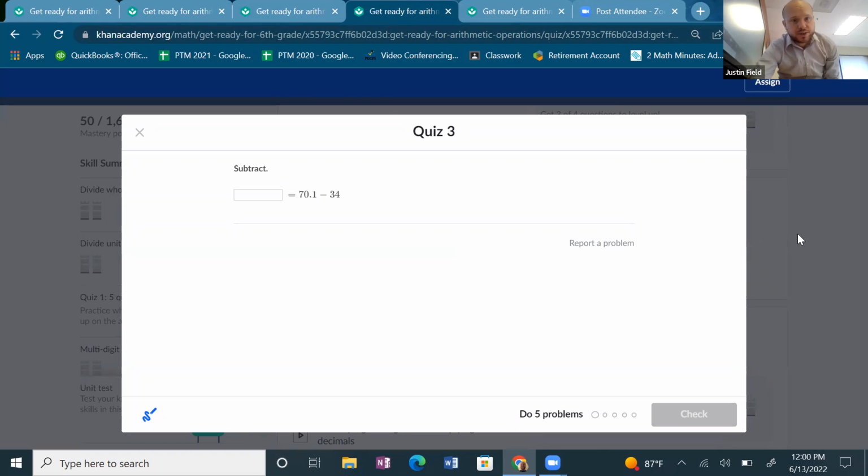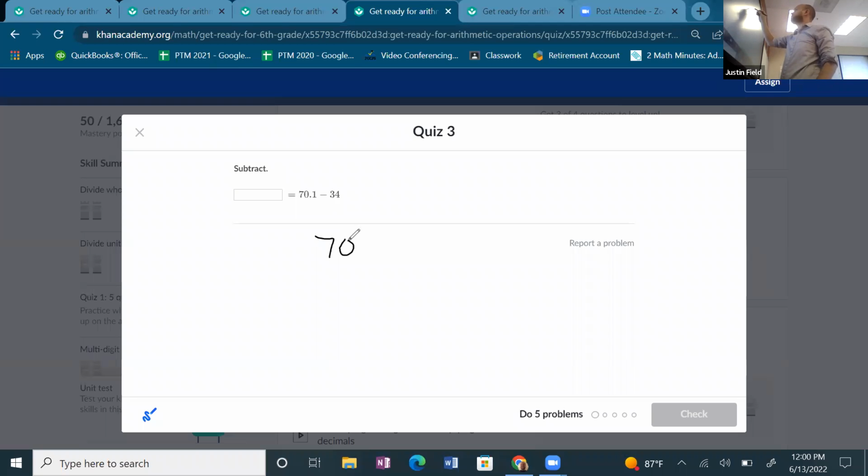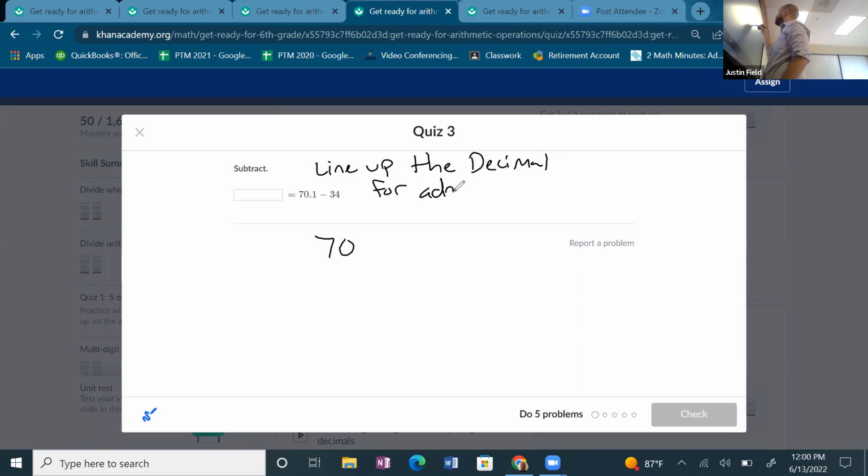Subtraction with decimals. This also is important. When we are subtracting with decimals, we must line up the decimal place. So this is a line up the decimal. Remember, I write it down, you write it down for addition and subtraction.